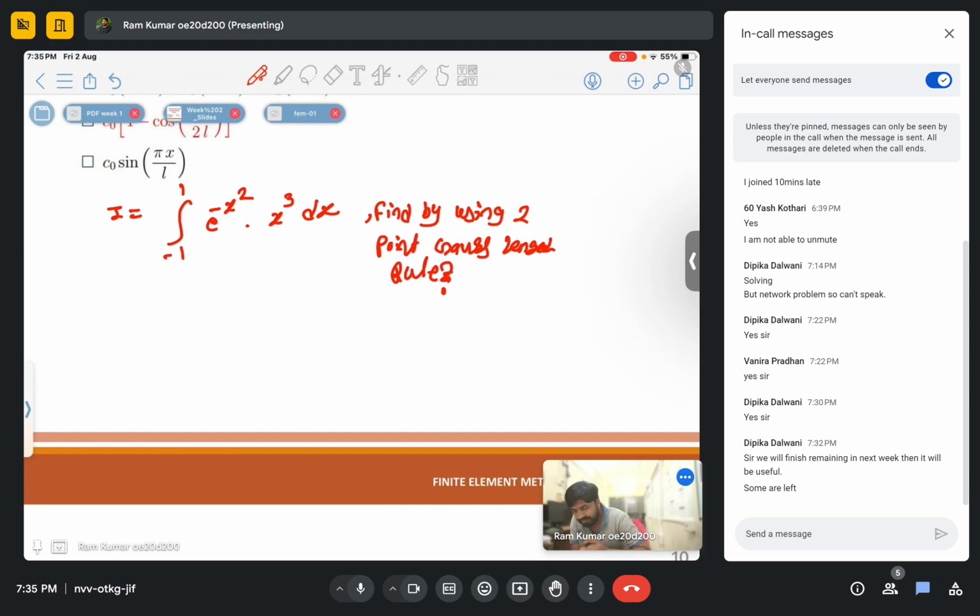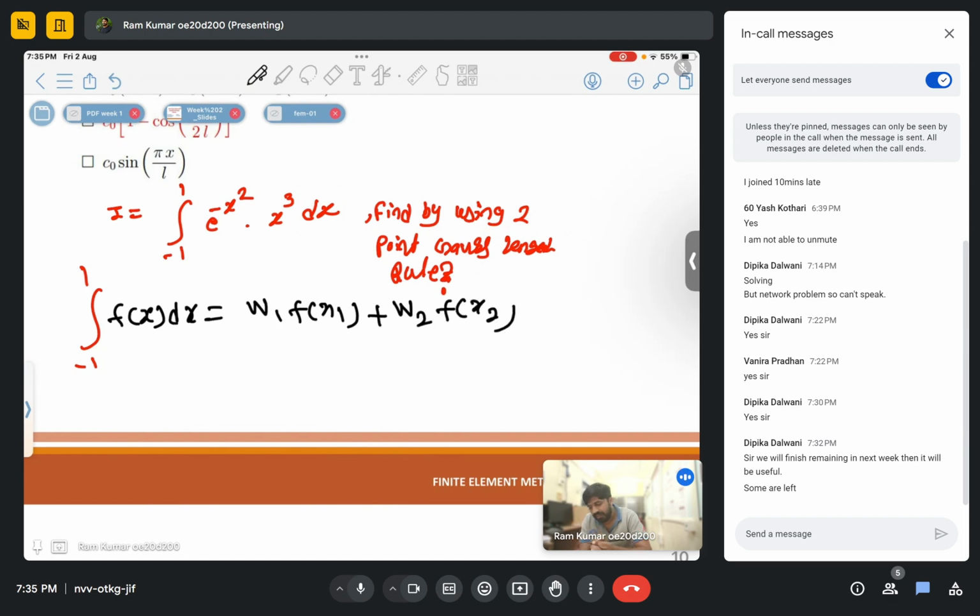Then how are we going to solve this? We know that if I want to find the integration from -1 to 1 of f(x) dx, it equals w1 f(x1) plus w2 f(x2). Why are we using this method? Because we cannot find these integrations using the simple methods we studied in UG or in school. So we are going to use some approximate method.